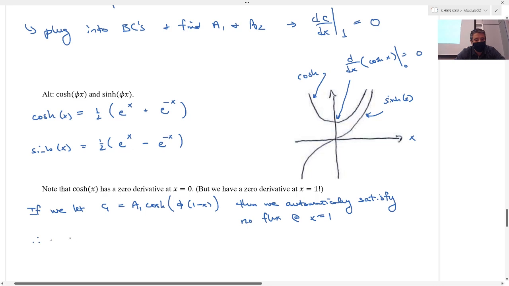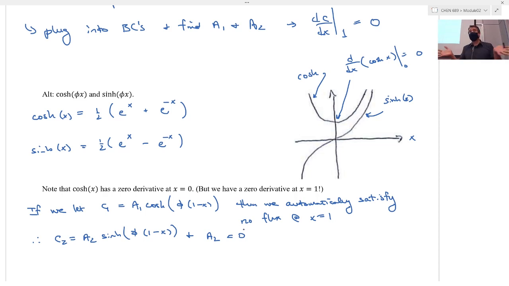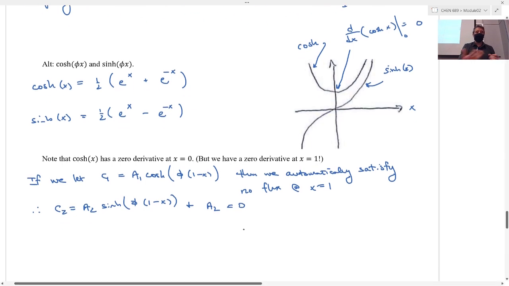That also means that A2, which is the pre-multiplier for the, well, let's say it this way. If we take hyperbolic cosine as one of them, then C2 has to be equal to A2 hyperbolic sine. I guess it doesn't technically have to be, but that's the natural partner. And A2 equals 0, because hyperbolic sine does not satisfy the boundary condition there. So there can't be any contribution from hyperbolic sine. All the contribution comes from hyperbolic cosine. So 100% of our solution is this hyperbolic cosine as long as we put it as a function of 1 minus x instead of x. Okay, so in the end, we only have to worry about solving for A1 now.